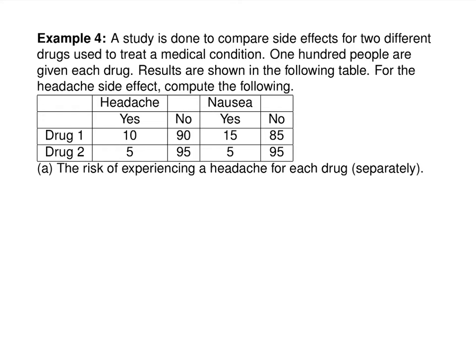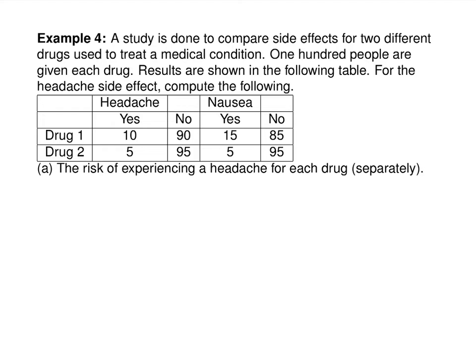Now suppose a study was done to compare the side effects for 2 different drugs that were used to treat some medical condition. 100 people are given each drug, and results are shown in this table below. For the headache side effect, we're going to compute the following. So they tested for headache and nausea. We are just going to look at the headache portion of this.